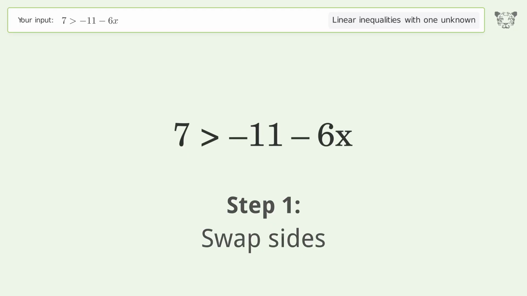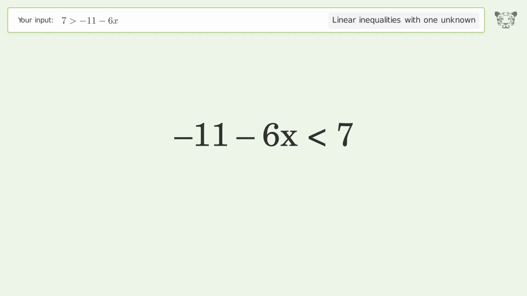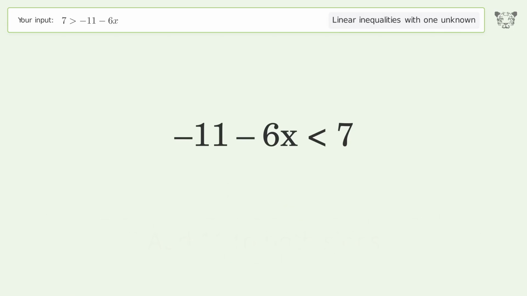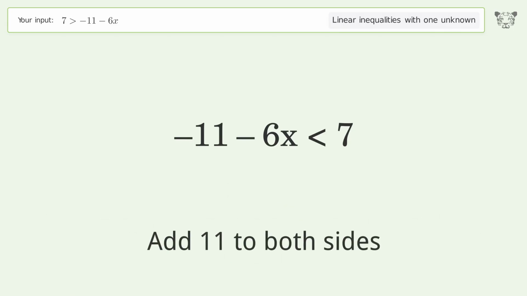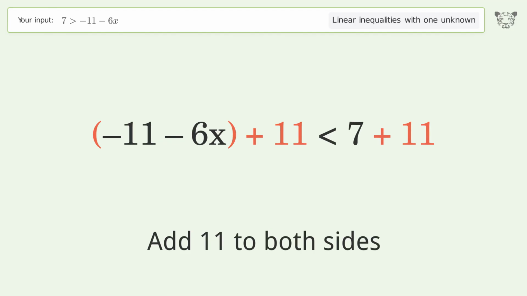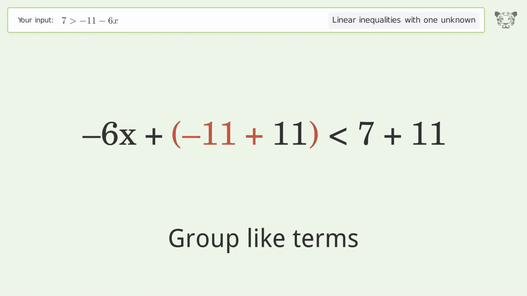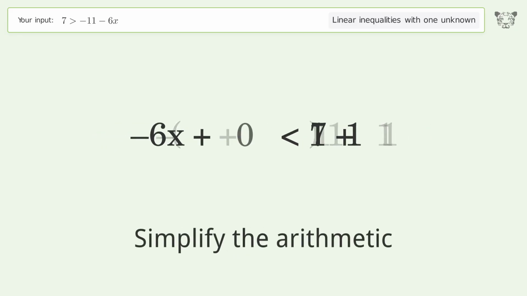Swap sides. Group all constants on the right side of the inequality. Add 11 to both sides. Group like terms. Simplify the arithmetic.